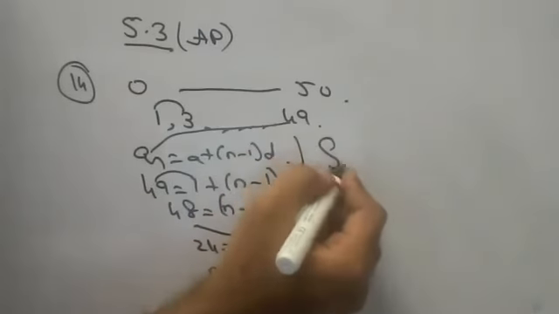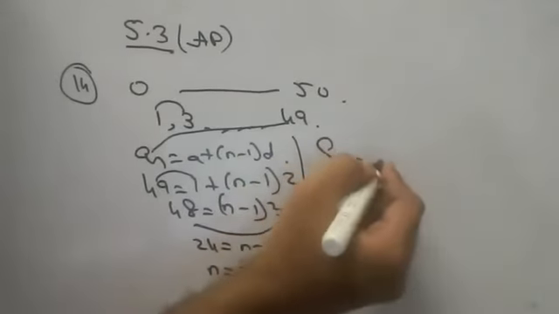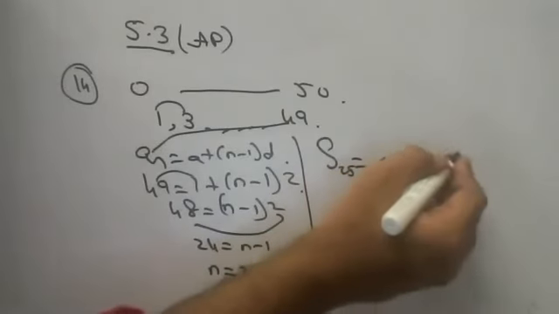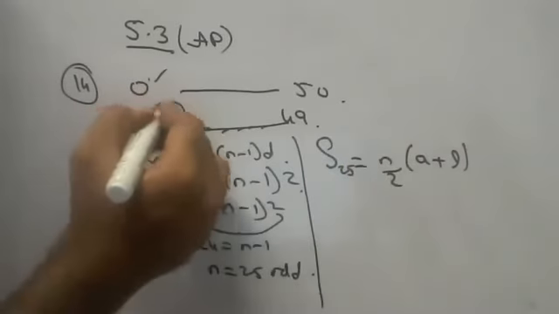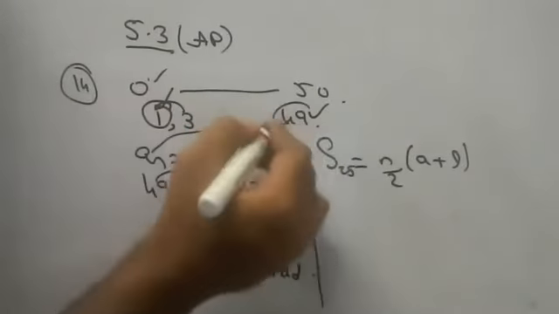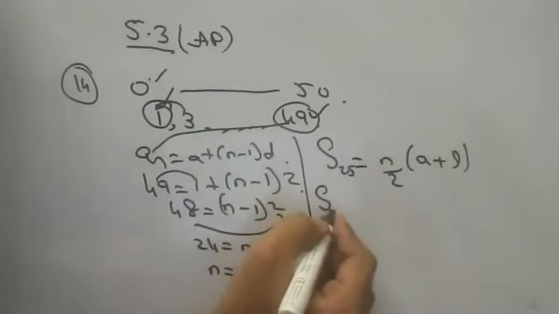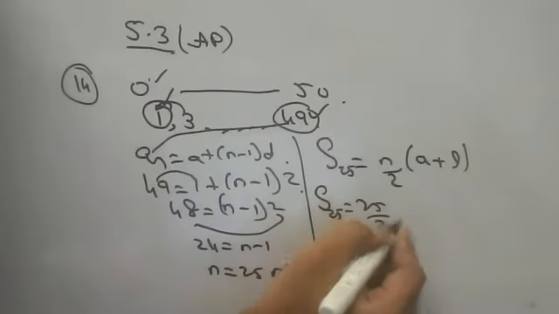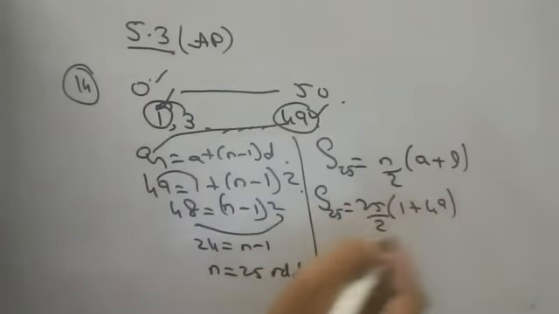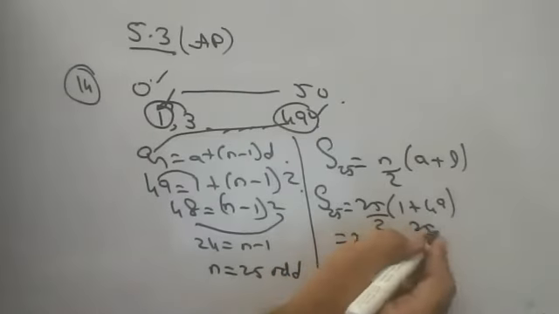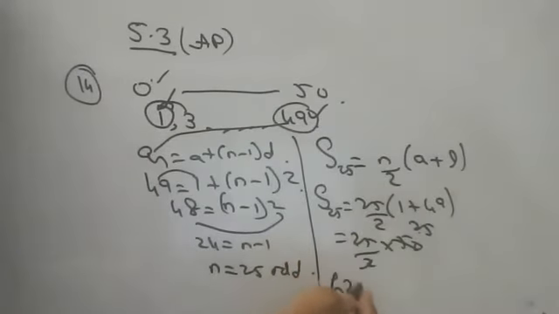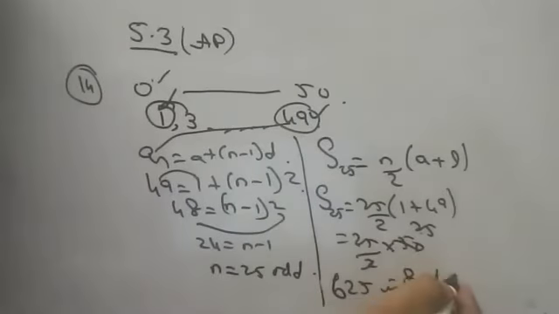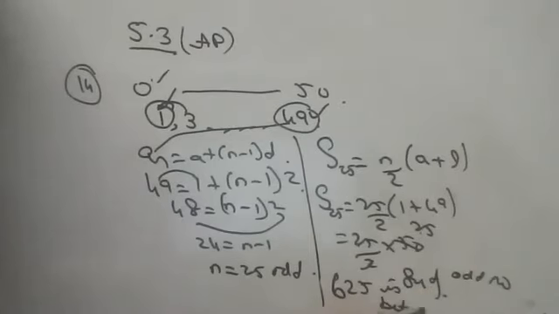Now find the sum of 25 terms. I will use N by 2 into A plus L. Why? Because I have the first term and the last term. The first term is 1, the last term is 49. So S25 is equal to 25 by 2 into 1 plus 49, so 25 by 2 into 50. So 25 into 25 is 625. 625 is the sum of odd numbers between 0 and 50.